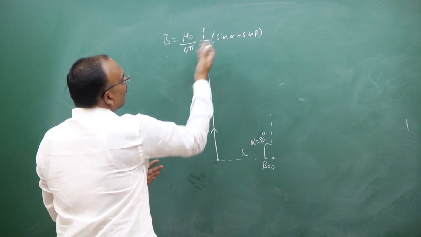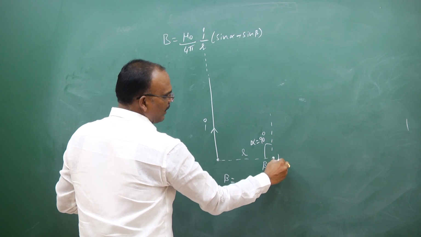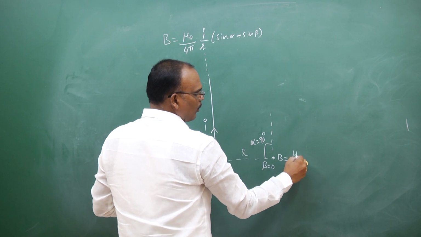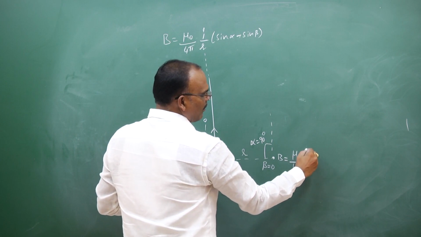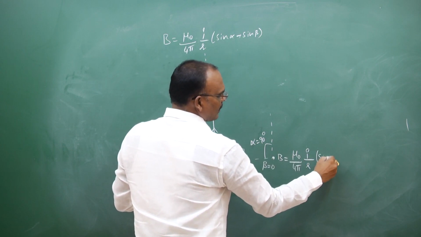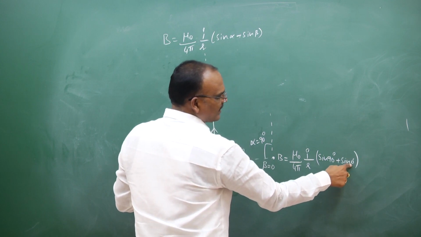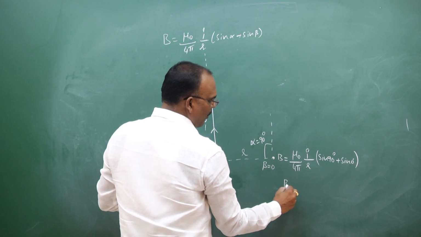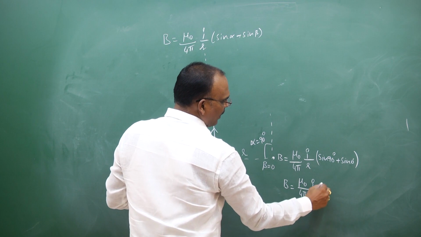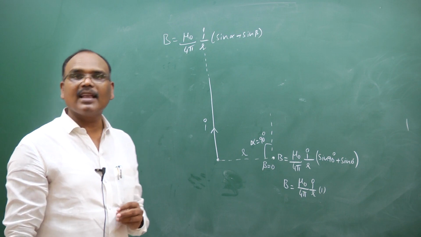Then simple substitution. The magnetic field at this point, B, is equal to, this is beta, this is B, don't confuse, B is equal to mu naught by 4 pi into I by R into sine 90 plus sine 0. Sine 0 is 0, sine 90 is 1. So the magnetic field B is mu naught by 4 pi into I by R into 1. So mu naught I by 4 pi R is the answer.